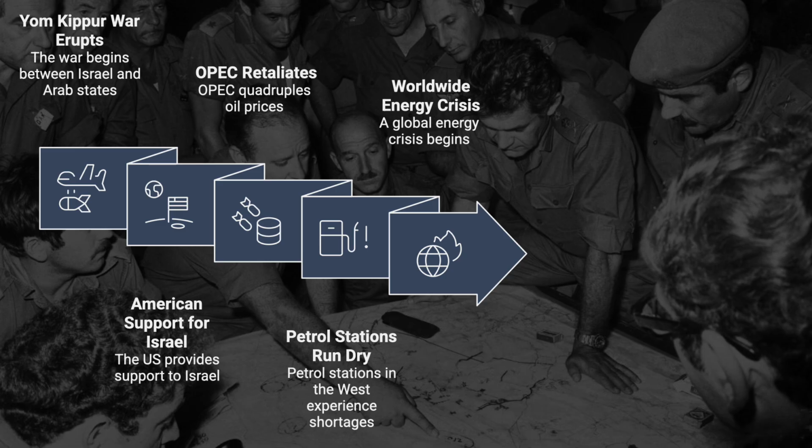The final spark came from the Middle East. In October 1973, the Yom Kippur War erupted between Israel and a coalition of Arab states, notably Egypt and Syria. In response to American support for Israel, oil-producing countries, organized through OPEC, retaliated by quadrupling the price of oil. Petrol stations in the West ran dry, and a worldwide energy crisis began. Oil had become a political weapon, and its impact was felt across every sector of the global economy.